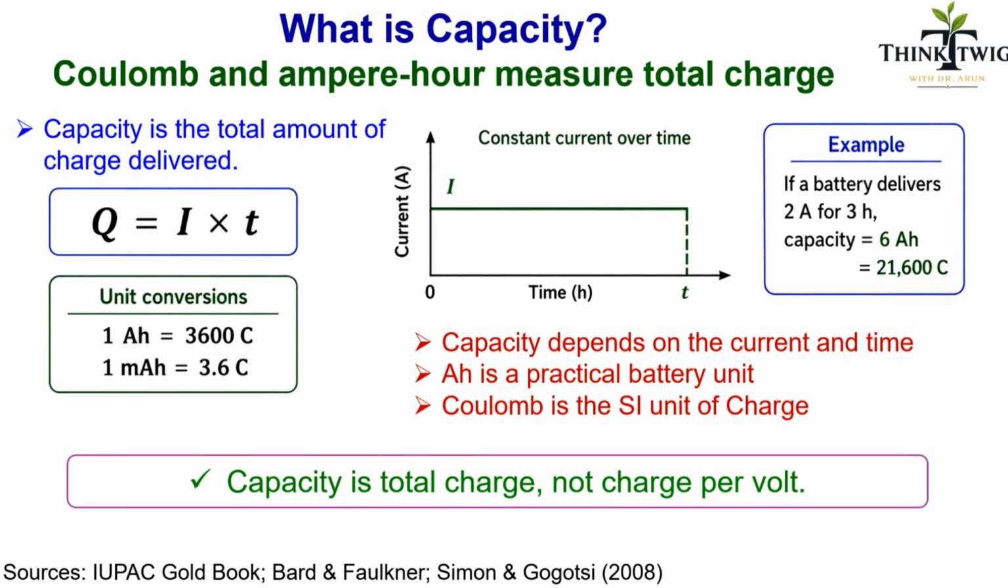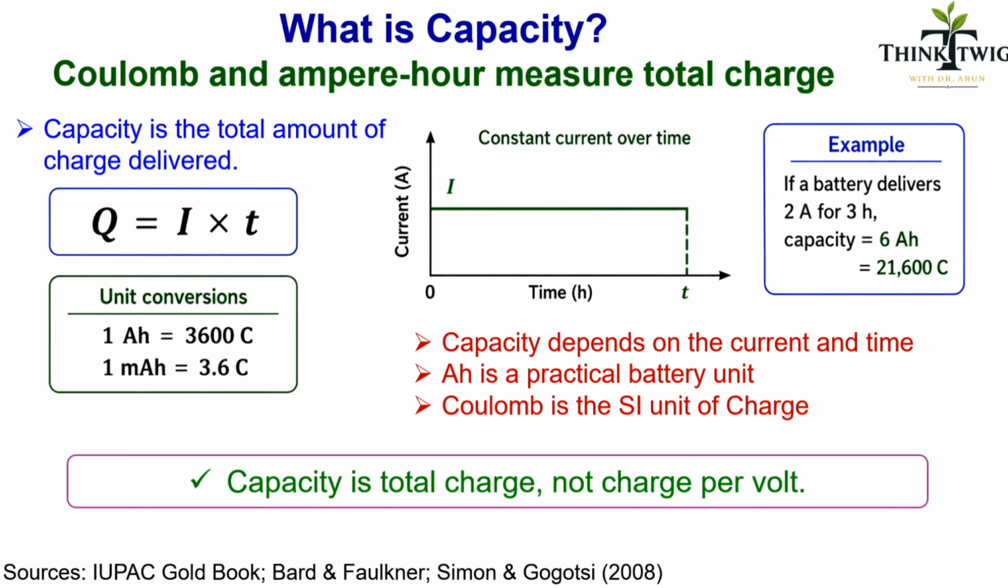Now look at these unit relations. 1 ampere hour equals 3600 coulombs and 1 milliampere hour equals 3.6 coulombs. This is important because it shows that coulomb and ampere hour both describe charge. Coulomb is the SI unit of charge. Ampere hour is very useful for batteries.